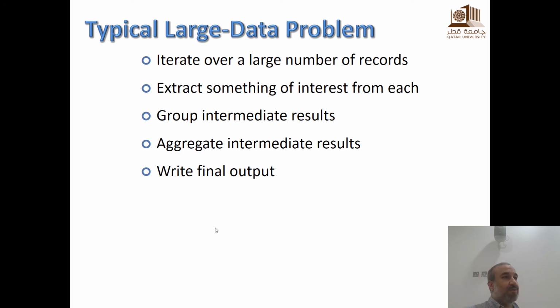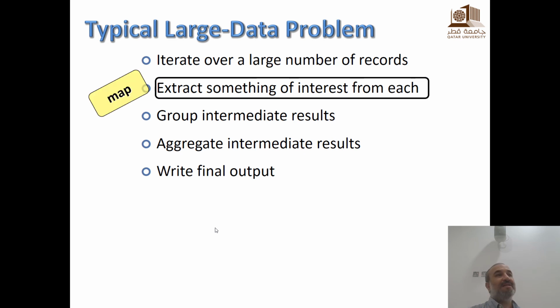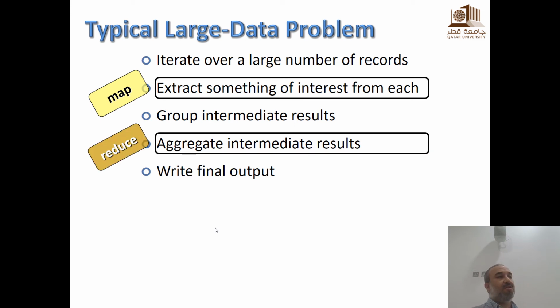I think this is straightforward, right? Any question about this? Now, where is MapReduce? This is the map function, and this is the reduce function. The map function will take one record and produce something out of it. What is that thing? Of course, it depends on what you want to do.